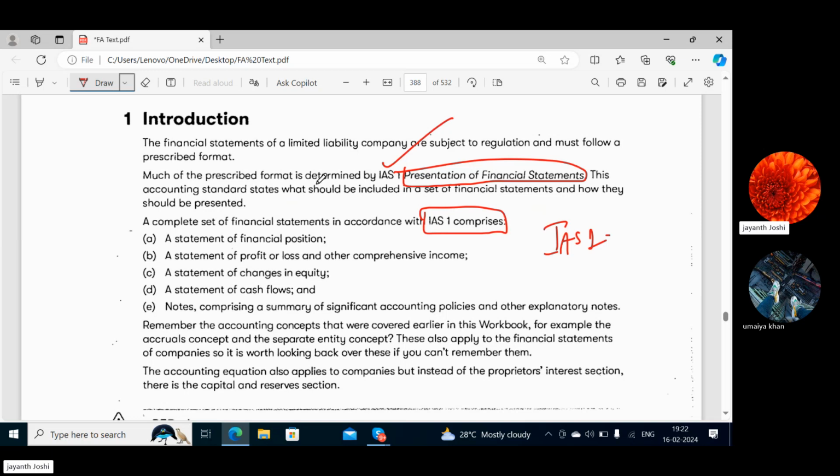The financial statements of a company as per International Accounting Standard 1 comprise these 5 things. First is SOFP. Of course, you're going to prepare SOFP, SOPL and OCI. You're going to prepare SOCE, statement of changes in equity. You're going to prepare SOCF, statement of cash flows. And footnotes or notes to financial statements. So I'll write it again: SOFP, SOPL and OCI, SOCE, SOCF, and notes to financial statements, as per Accounting Standard 1.